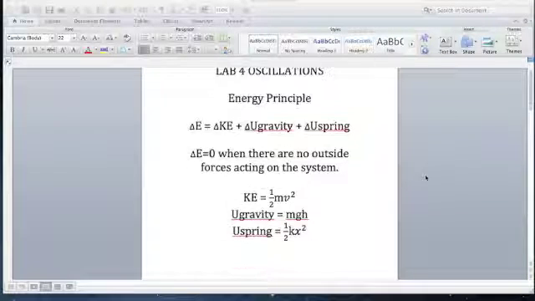We are able to use that kinetic energy is equal to 1/2 mv squared, gravity potential is equal to mgh, and spring potential is equal to 1/2 kx squared to solve for energy.